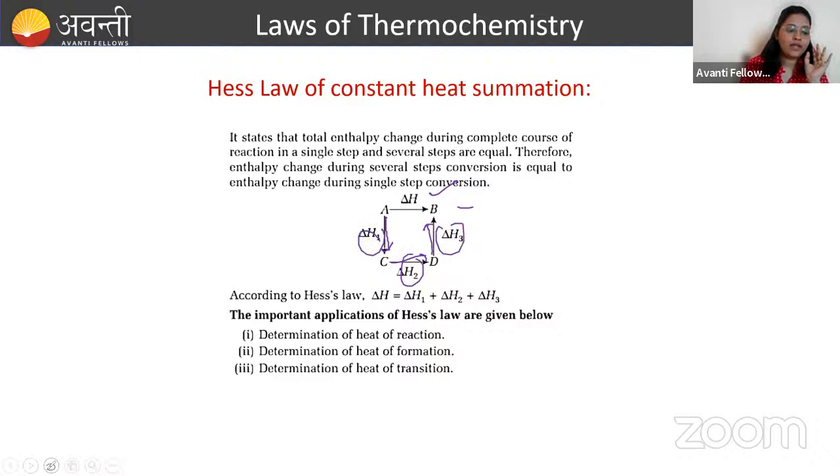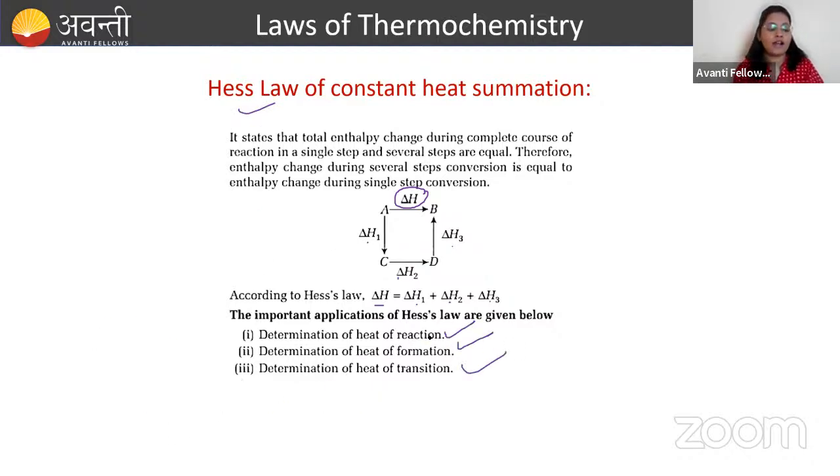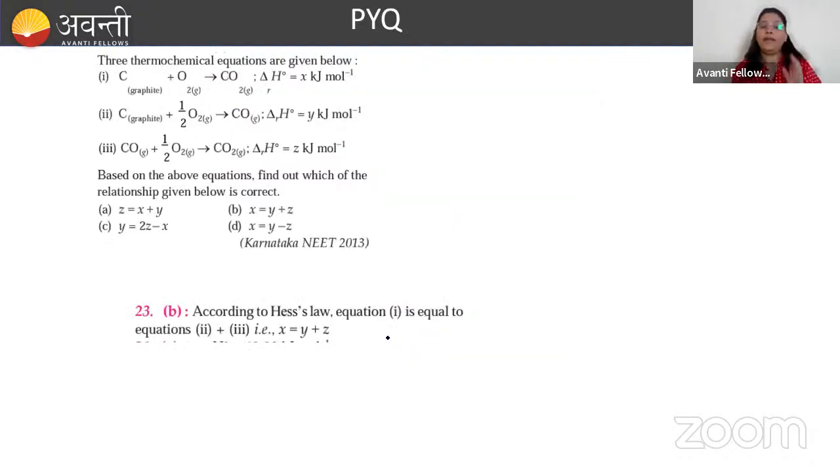So what is happening here is one reaction is single step, another reaction requires multiple steps for the conversion. So what will be the total enthalpy change here? It will be the summation of delta H1, delta H2. So ये जो delta H होगा, that will be the same as delta H1 plus delta H2 plus delta H3, इन तीनों का summation. Okay, so this is Hess law. The importance of Hess law is we can determine the heat of reaction, heat of formation, and heat of transition by using Hess law. Now let's discuss one problem regarding this Hess law.